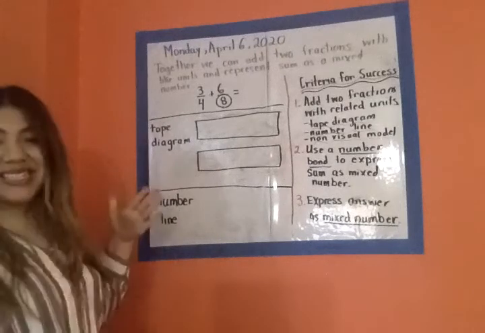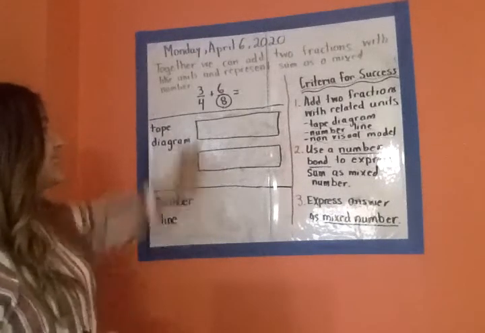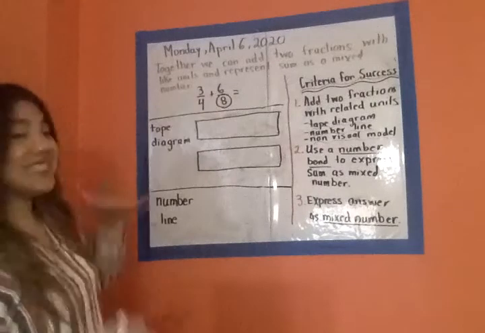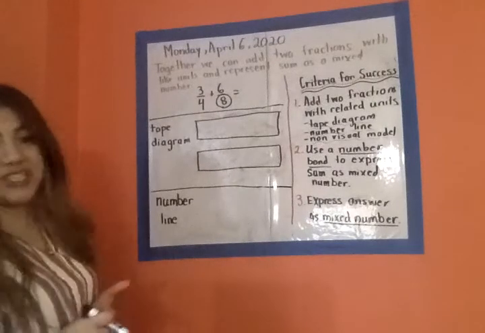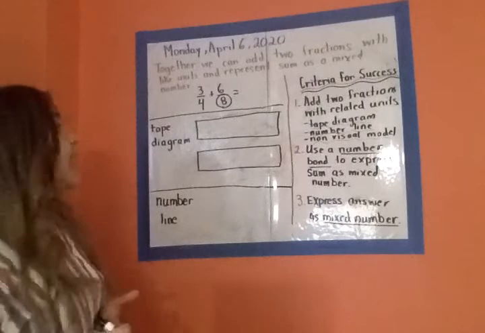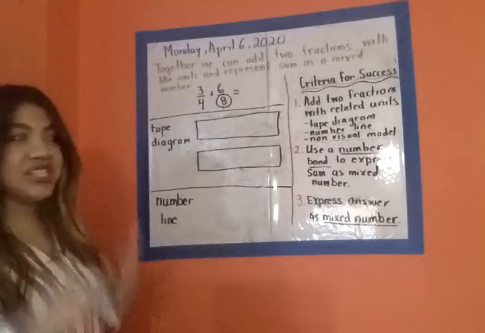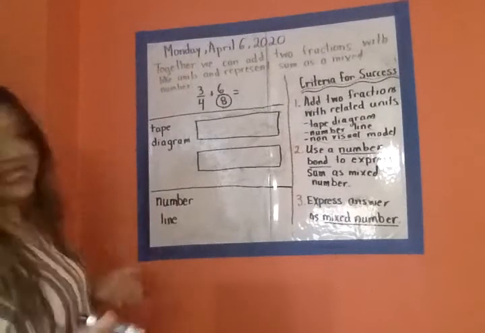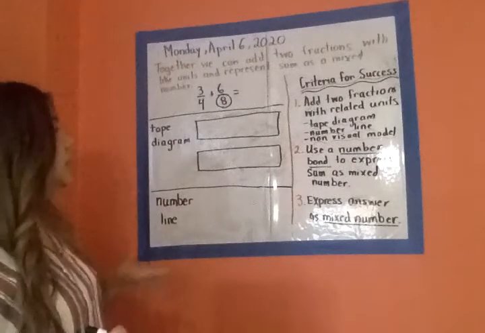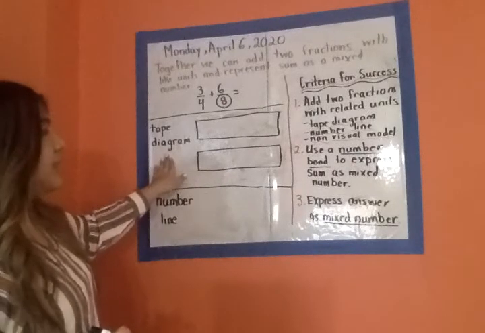Alrighty, so we're going to continue this morning's work by once again adding my two fractions, except this time I'm going to create visual representations of them. And what I mean by visual representations are models that help us see the work a little bit more. And so I'm going to start off with our tape diagram.